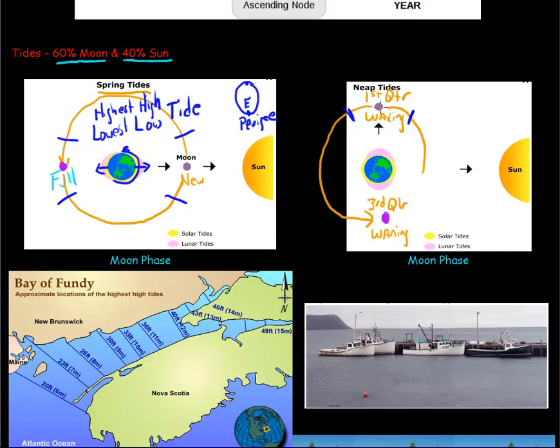If you look at the neap tide, there's 60% from the moon and 40% from the sun. So as the Earth is rotating, this low tide isn't quite as low as the last one, and this high tide isn't quite as high. So we get what's called the lowest high and the highest low tide possible. Remember, it's 29.5 days to go from new moon to new moon.